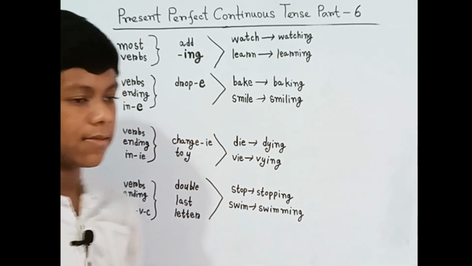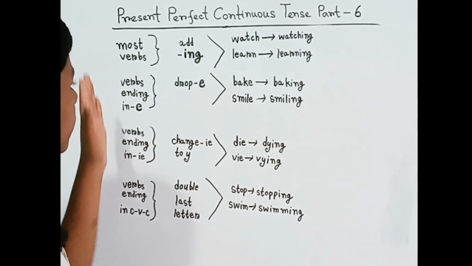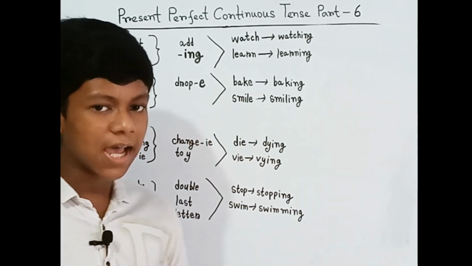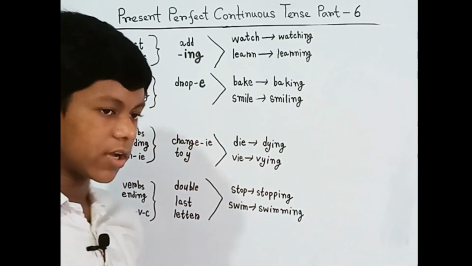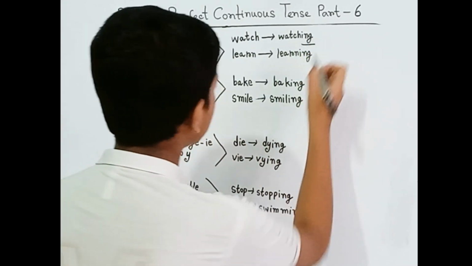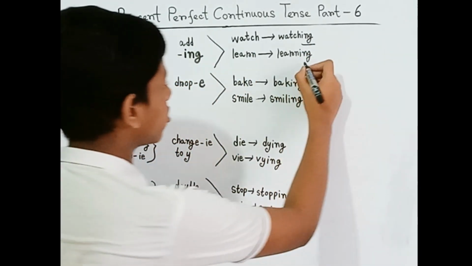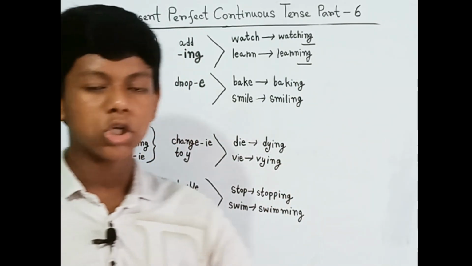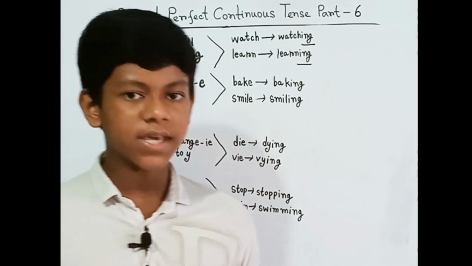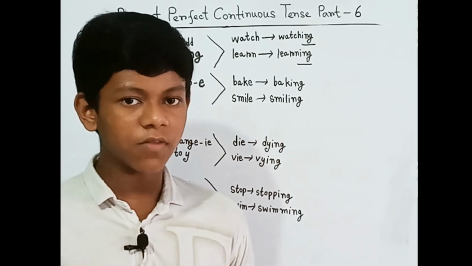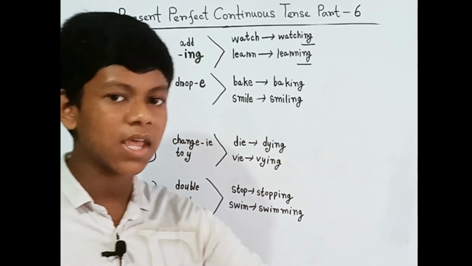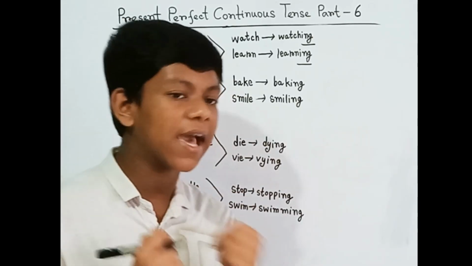In all spelling changes of the verb, in most cases, we generally add the ing here. For example, watch becomes watching. Learn becomes learning. Do, doing. Walk, walking. Drink, drinking. These are the simple verbs, and you have to just remember that after this you just put the ing.